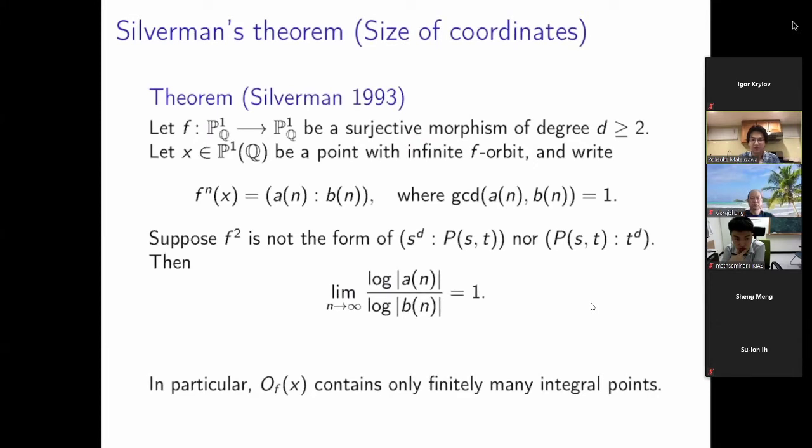Taking the log of the absolute values of the coordinates and taking the ratio, the ratio goes to 1 as n goes to infinity. Like before, we can conclude that there are only finitely many integral points in the orbit of x. This is a theorem by Silverman, and this is also classical because it's more or less 30 years ago.